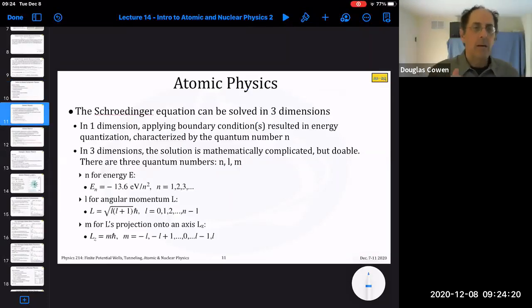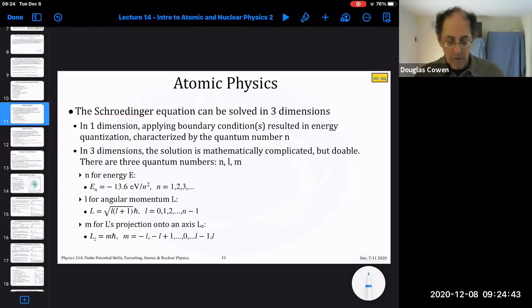All right, so we've solved the Schrodinger equation in one dimension, but obviously that's an approximation because atoms, in particular the hydrogen atom, exist in 3 dimensions. So in order to really fully solve the Schrodinger equation for the hydrogen atom, or for any atom, you need to move to 3 dimensions. And the solution there is mathematically complicated.